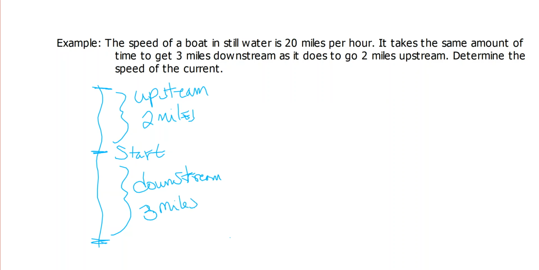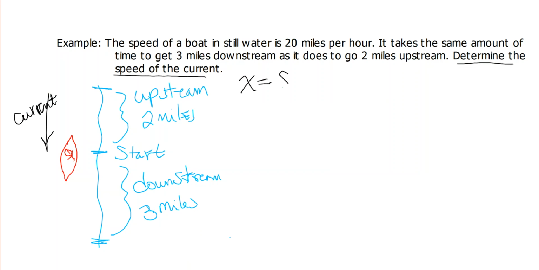So as you think about this, you have your boat. Drawing a boat from above. Let's make it like a canoe. I don't know a single canoe with people in it that can go 20 miles per hour, but whatever. There's my people. Anyway, one thing you have to keep track of here is that you have some difficulty going upstream because you're fighting the current. And our current is our unknown. It's the thing you have to find. You know that because it says to determine it. So my x is going to be the speed of the current.